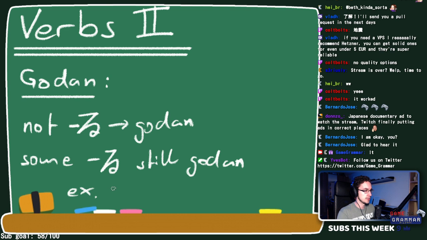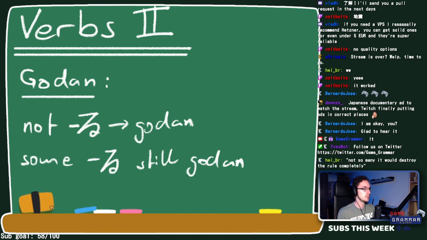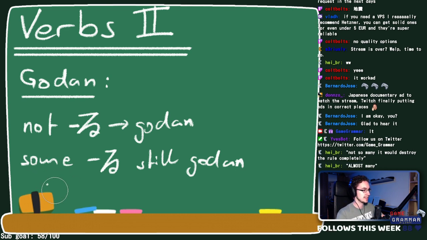Kaeru, to go home, would be one exception. It is a godan verb, but some exceptions apply. There's quite a few. I would argue almost many. Almost many, that's a pretty good way of categorizing it. But for the most part, it will be verbs that don't rhyme in iru or eru, or verbs that don't end in ru at all. That's what I said last week, I think.